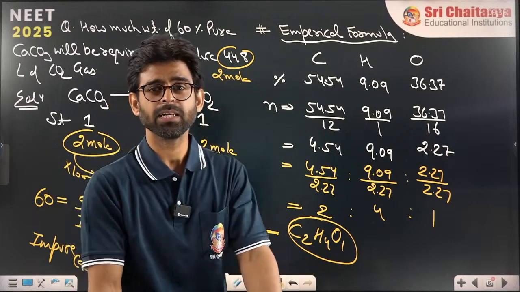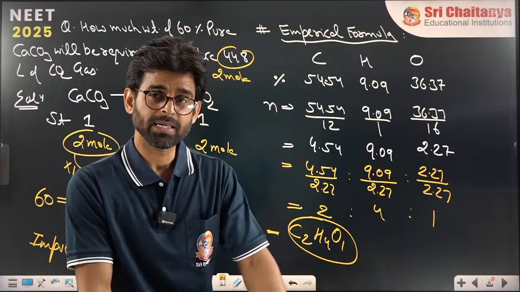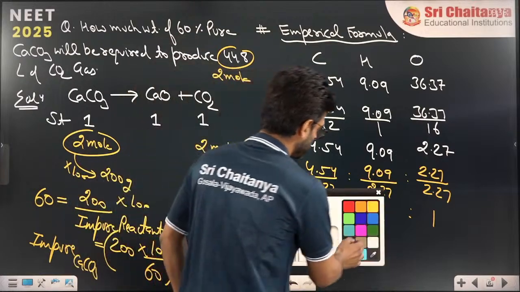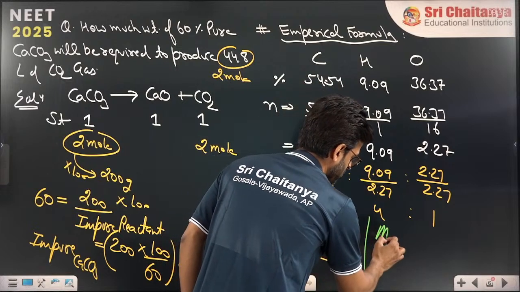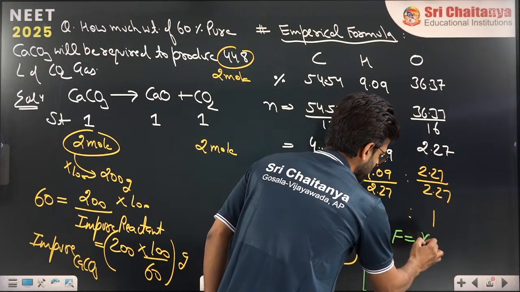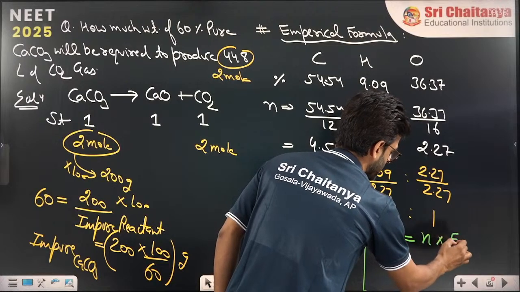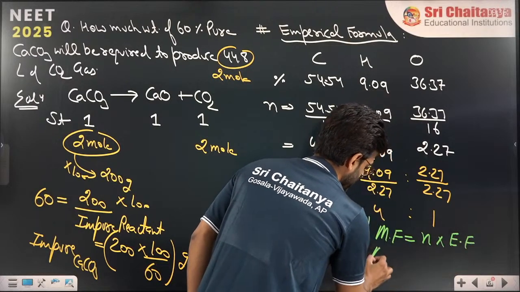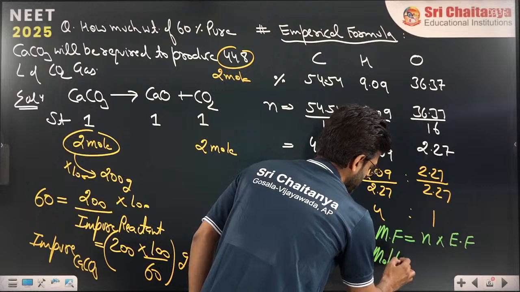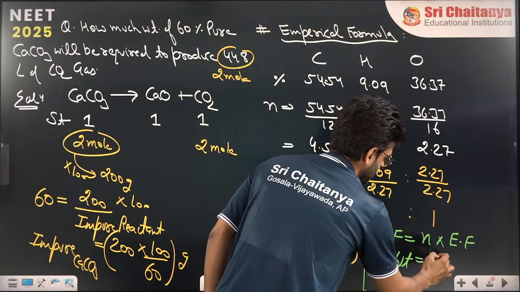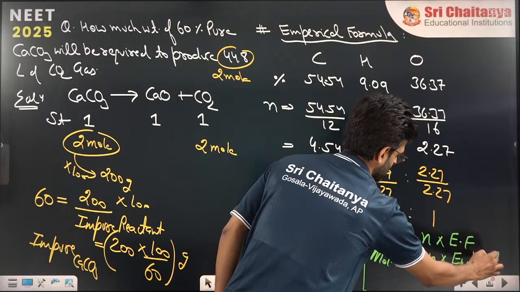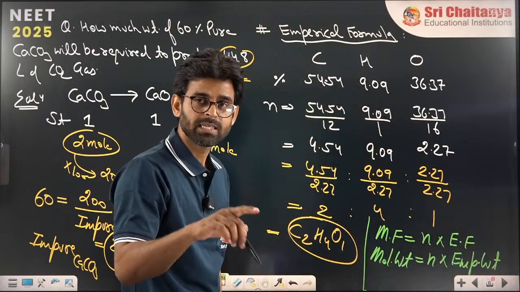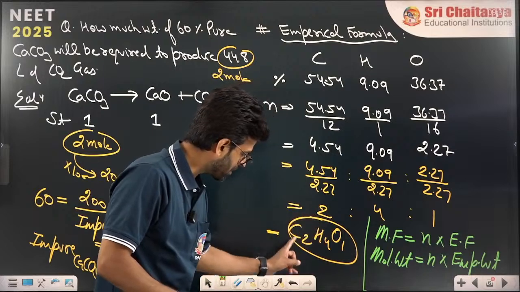It is the empirical formula, right? And if by chance you have to find the molecular formula, then you should know the molecular formula is n into the empirical formula, and the molecular weight is n into the empirical weight. So if by chance they give you the molecular weight, from the empirical formula you can find what?